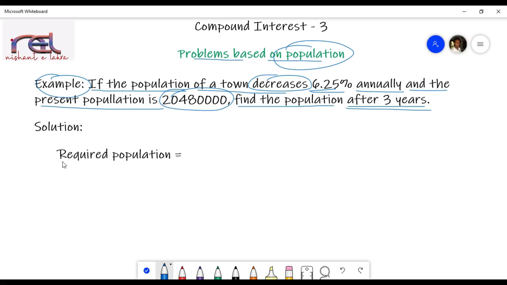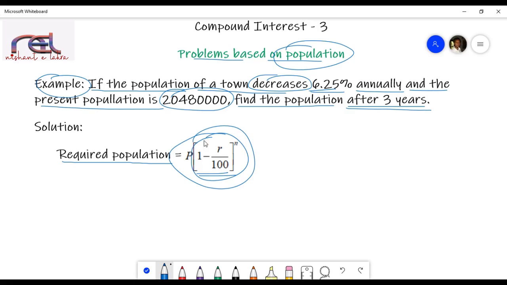We'll use the same formula of amount, but remember that this is decreased, so we'll use the decay factor, 1 minus r by 100. I hope you get this right. Because the population is decreasing, that's why it's a decay factor, so we'll be using 1 minus r by 100.